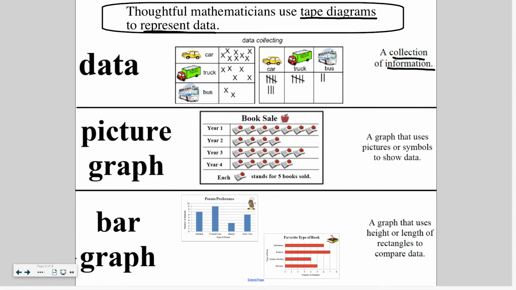Today, we're going to use tape diagrams to represent data, and we're going to relate this eventually to bar graphs. Bar graphs are similar to picture graphs, except they use the height or length of rectangles to compare data. So instead of using these pictures, we can use bars to represent the same amount.